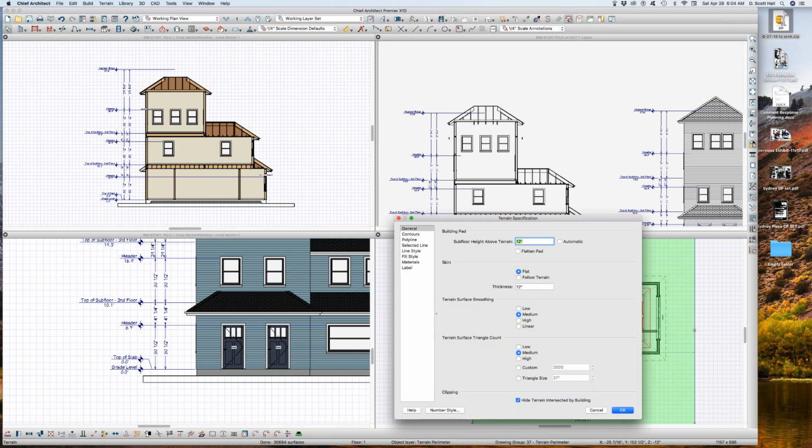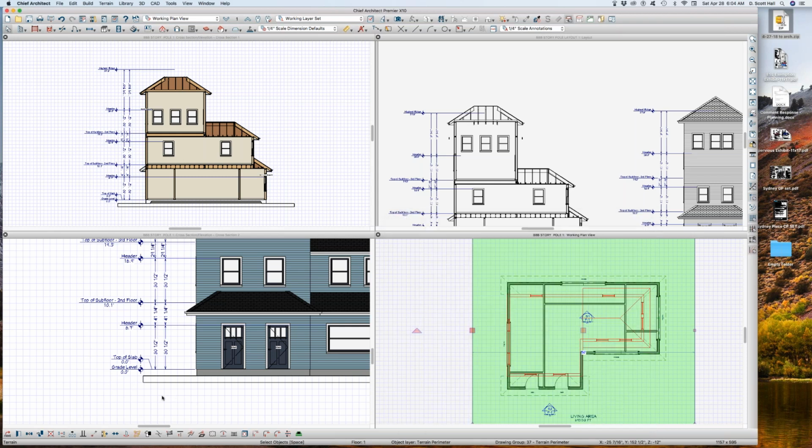The subfloor is at 12 inches above the terrain, so the terrain is at sea level. The terrain is at sea level, okay? But I got my subfloor at 12 inches, okay? So why is it saying, oh, there it is, grade level at, okay. So why does it say grade level at 0 and top of slab at 0?